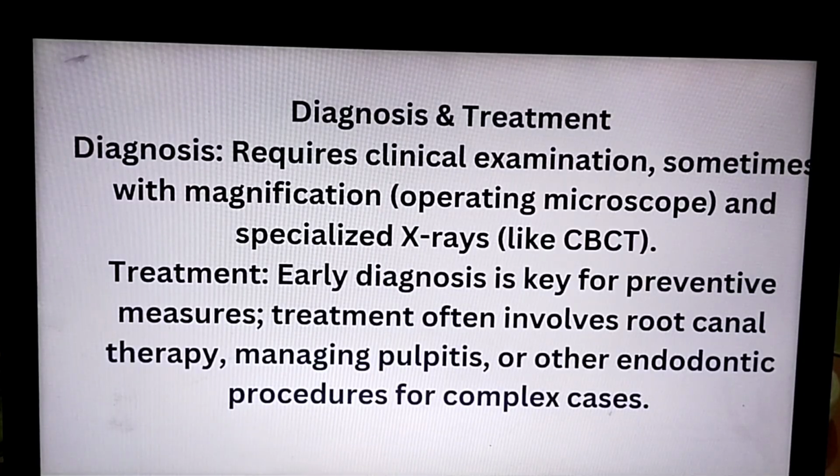In order to treat it, we can go for restorations, root canal treatments, and in case of severe dens invaginatus, we can also go for extractions.